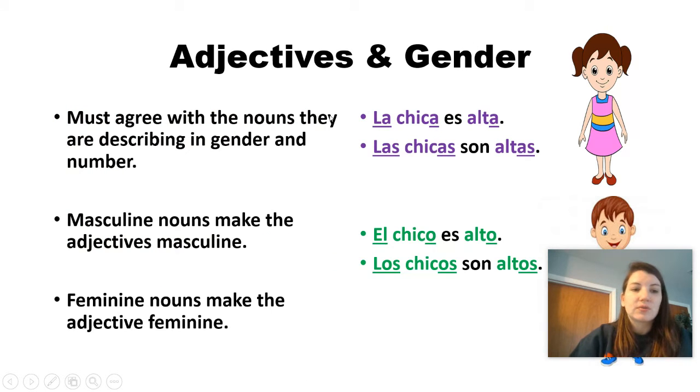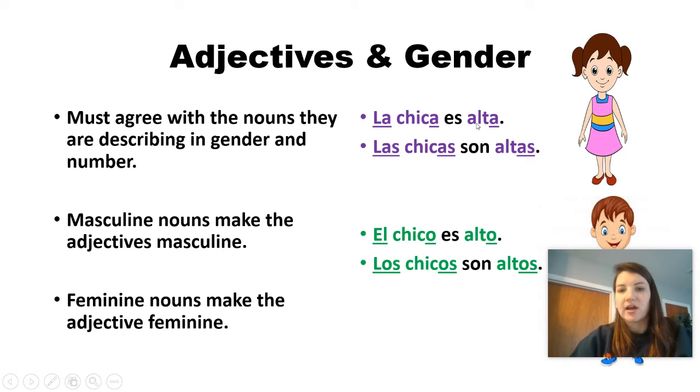Adjectives must agree with the nouns they are describing in gender and number. Masculine nouns make the adjectives masculine, and feminine nouns make the adjective feminine. So, for example, la chica es alta. The girl is tall. This agrees in the singularity of the article, la, the singularity of the noun, and the singularity of the adjective. It also agrees in gender.